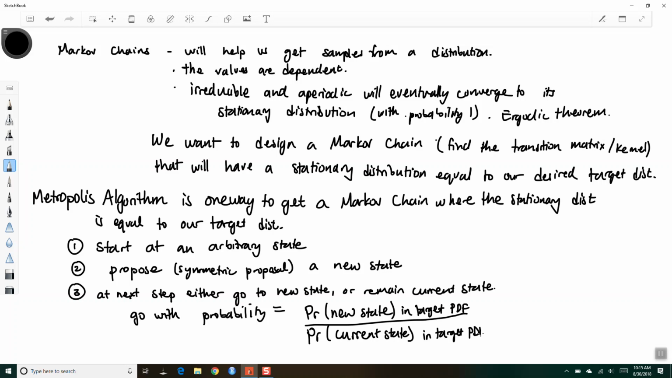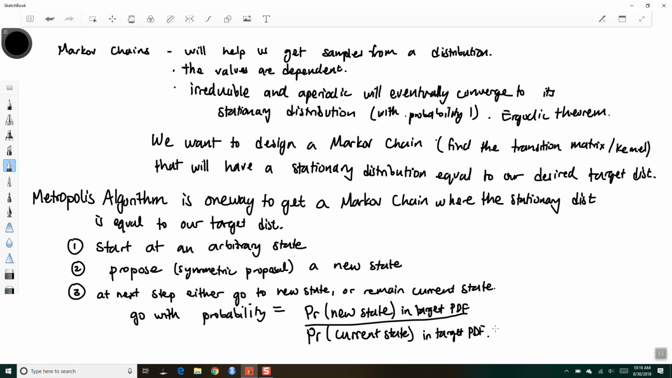In the target PDF, okay? And if you use that to decide whether to go or not, then the resulting Markov chain will have a stationary distribution equal to your target distribution. And if we have time, we can look at maybe a small proof or derivation of it. Okay.